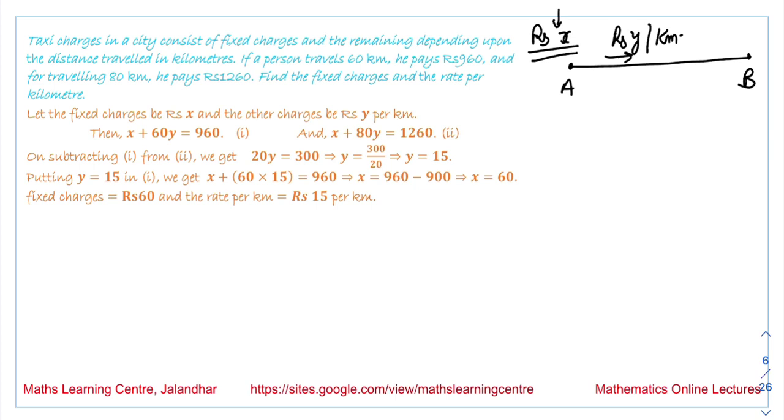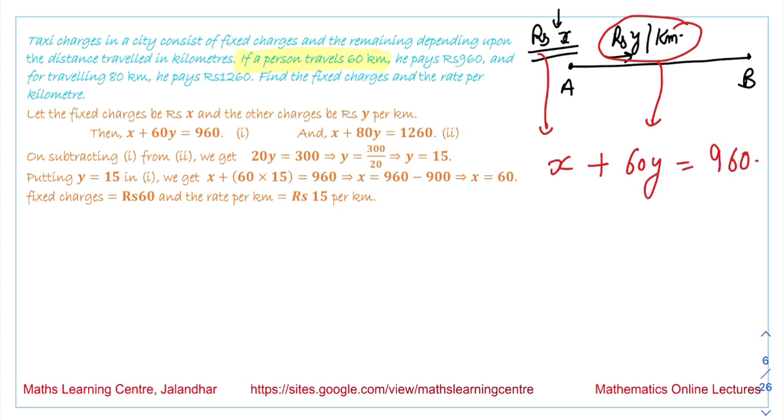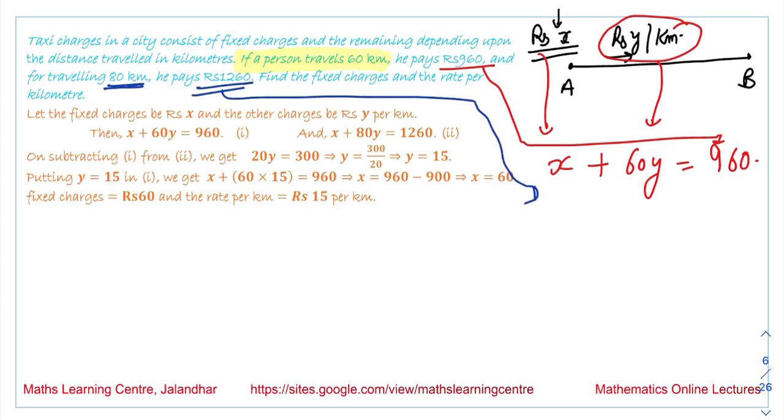Then it is given that if a person travels 60 kilometers, the fixed charge is x. He has traveled 60 kilometers, so this charge will be 60y, and he has to pay rupees 960. Second, for traveling 80 kilometers he has to pay fixed charges x plus 80y, and he has to pay 1260 rupees. So we have these two equations with us.